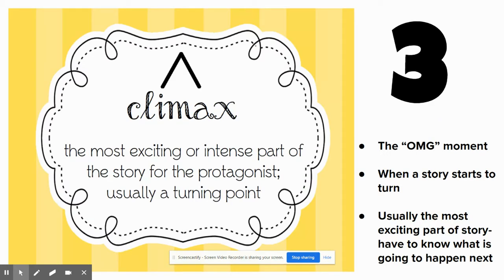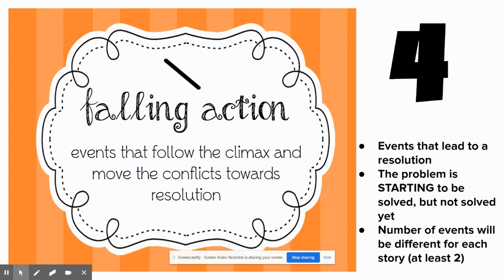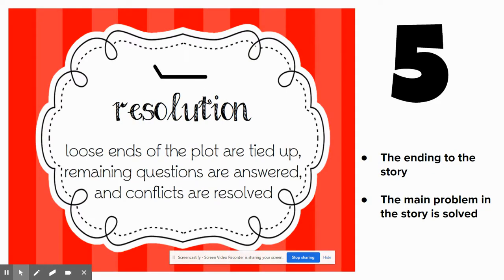Next is the climax. That's the most important part of the story, the OMG, what's going to happen next? I have to know what's going to happen. I can't put down the book. We are not at this spot yet, okay? This comes in between the middle and the end of the book. Then the falling action. These are the events that happen after the climax that kind of lead to the end of the book. This is where the main character is starting to solve the problem, but the problem has not been solved yet. And then the resolution, this is the end of the story. This is where the main problem is solved, and we kind of get our happy ending most of the time.